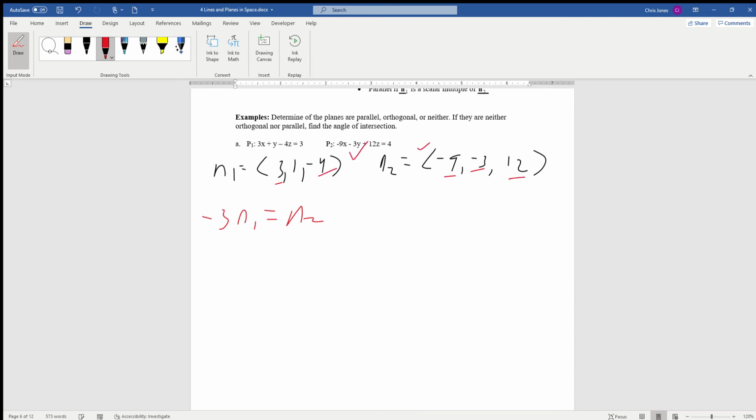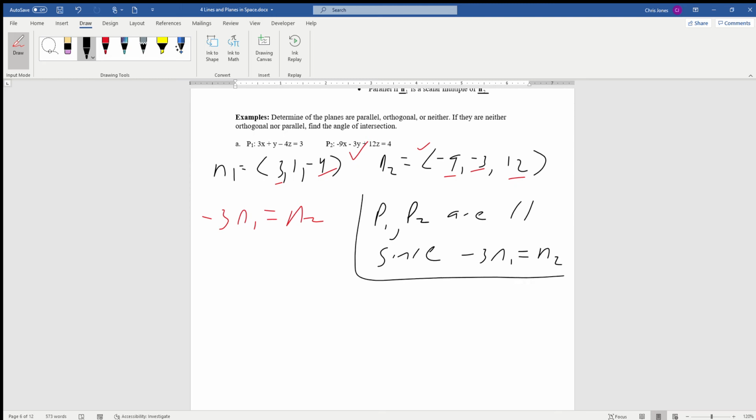So indeed, what we can say right away, without doing any work, is that these vectors are going to be parallel. So P1 and P2 are parallel since negative 3 n1 equals n2. So that one was really easy.